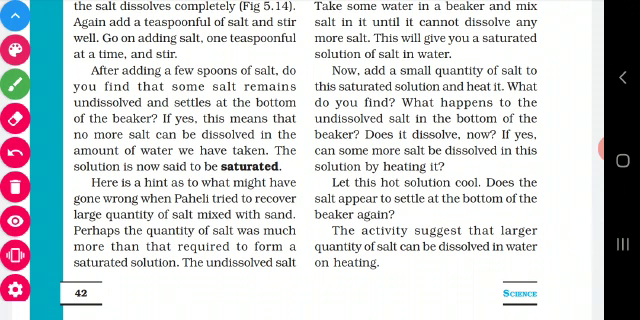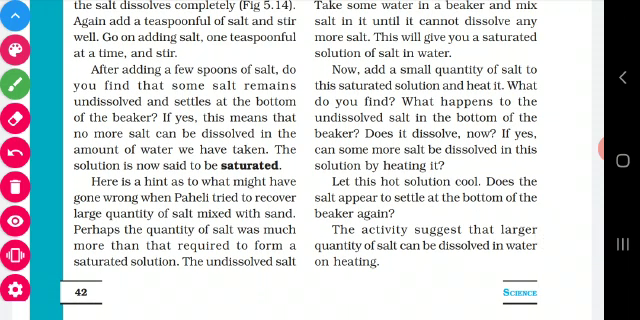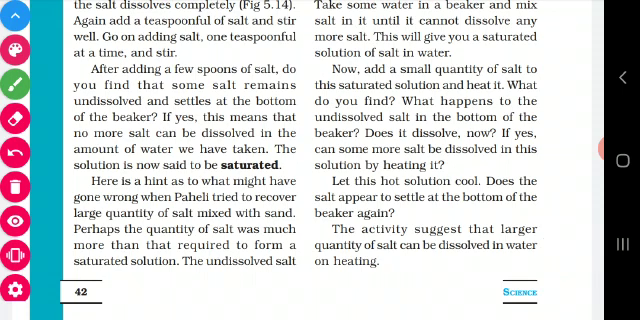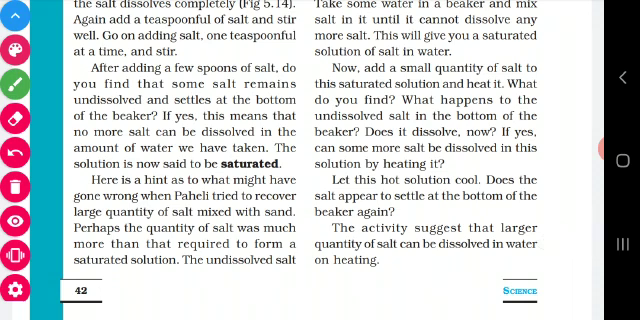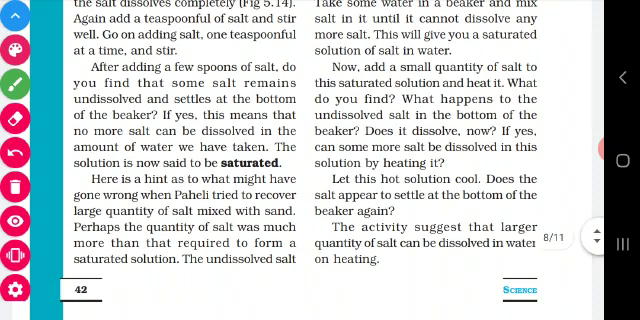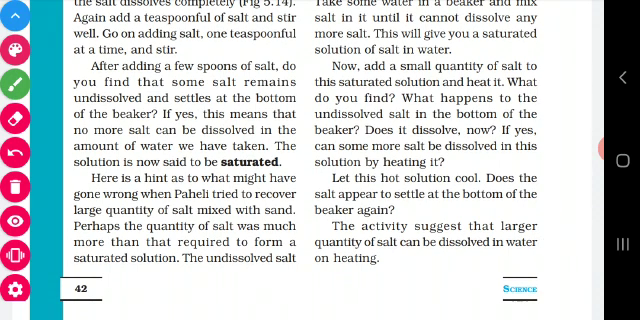Now again you take a teaspoon of salt and mix. Again you go on doing like this: 1 teaspoon, 2 teaspoons, 3, 4, 5, 6. You go on doing like this. What happens? You will reach a stage. In that stage, no more salt can dissolve in water and it settles at the bottom. So the solvent, that is the water, is unable to dissolve the solute, that is the salt, and it will settle at the bottom.